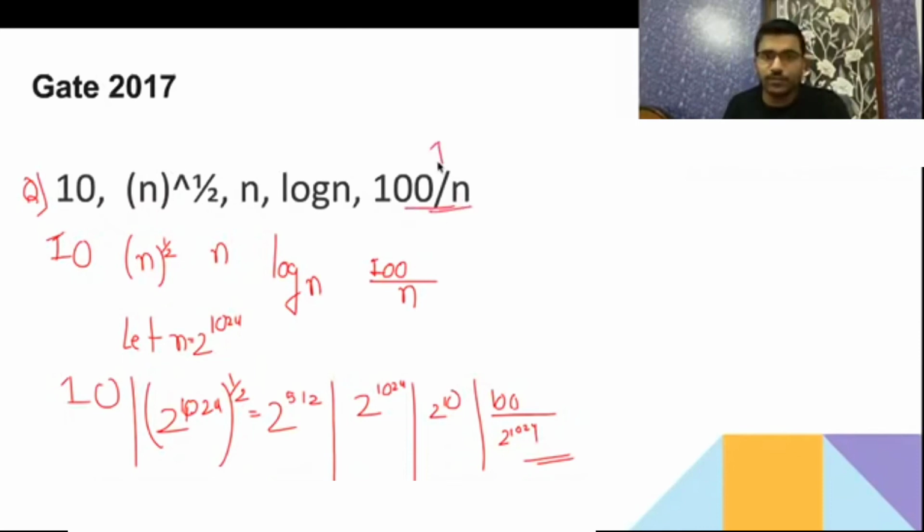So the smallest is going to be this first. In increasing order they have asked, this is the first, then second is 10, then the third one is going to be 2 to the power 10, that is log n, fourth is going to be this, then fifth is going to be this. Clear? Anyone having any doubt?